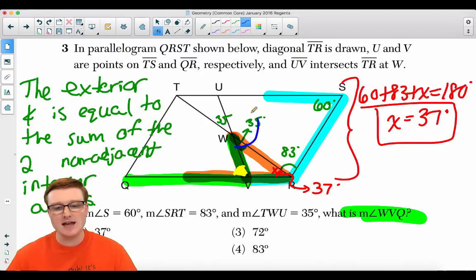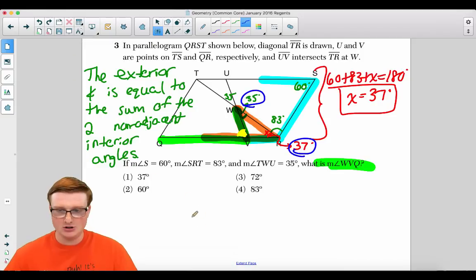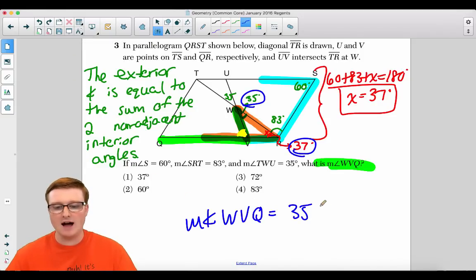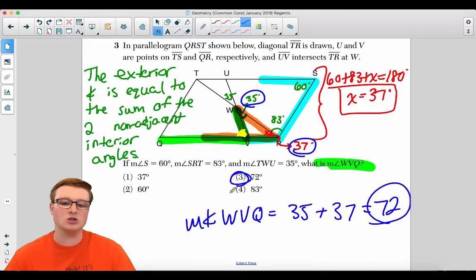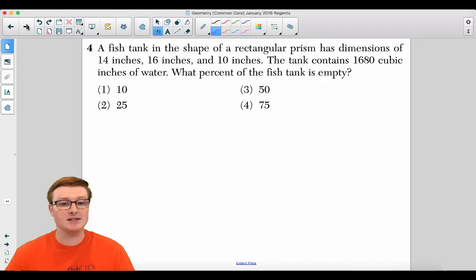So it's equal to this angle, which is 35, plus 37. So the measure of angle WVQ is equal to 35 plus 37, which is equal to 72 degrees, which is going to be choice 3. That's how you do question number 3. Kind of a tricky question, not to lie.